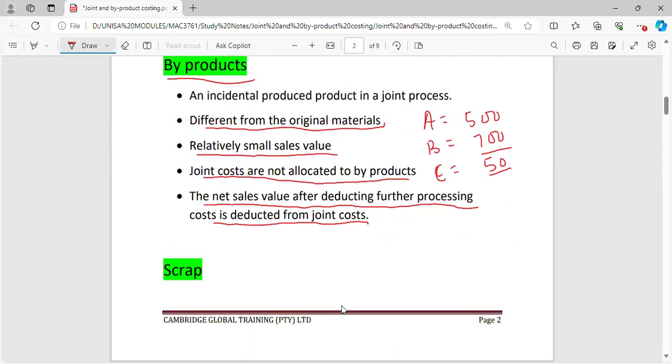What it means here is when you have your total joint cost, then you less the net realizable value of byproduct.